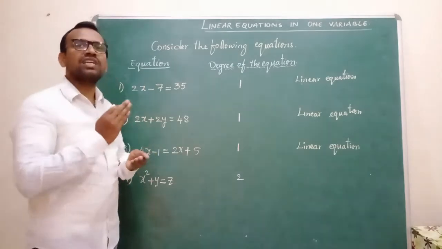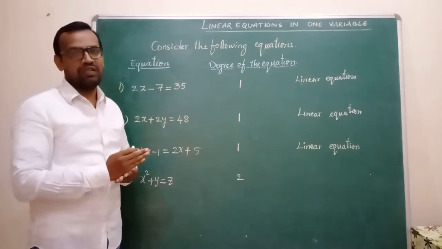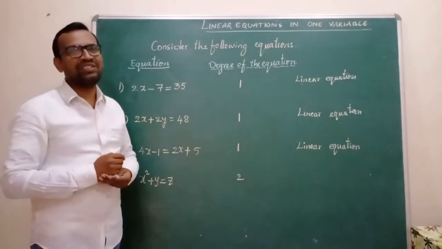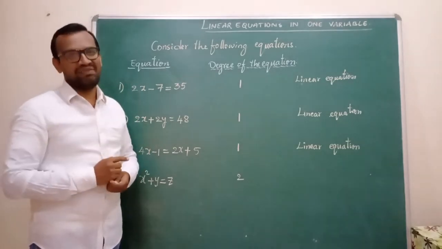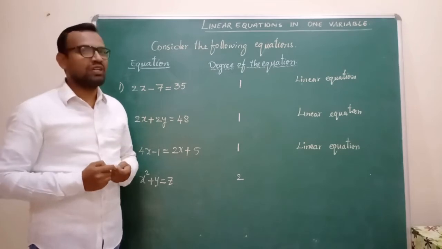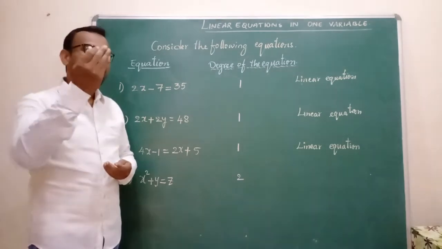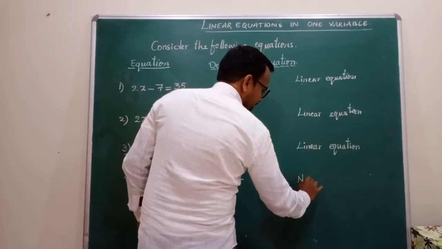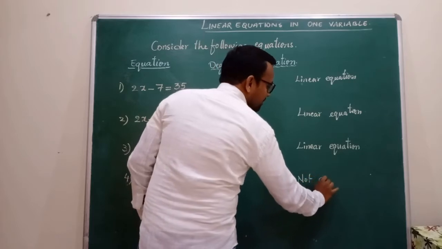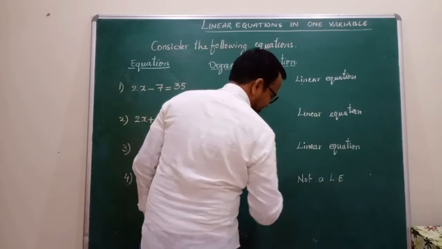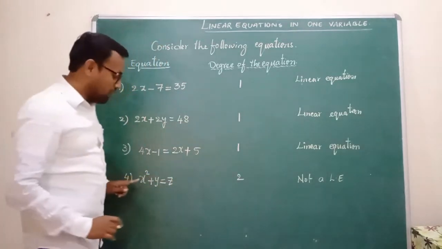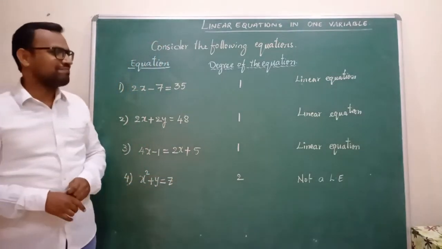An equation which has got degree 2, or a second degree equation, is called a quadratic equation, and we learn about quadratic equations in our higher studies. It is not a linear equation. It is a quadratic equation.